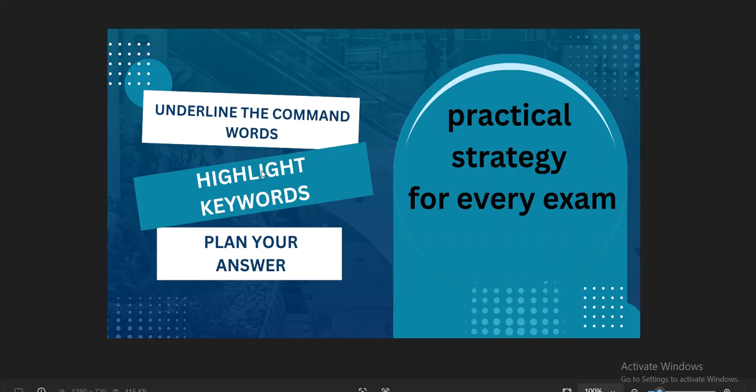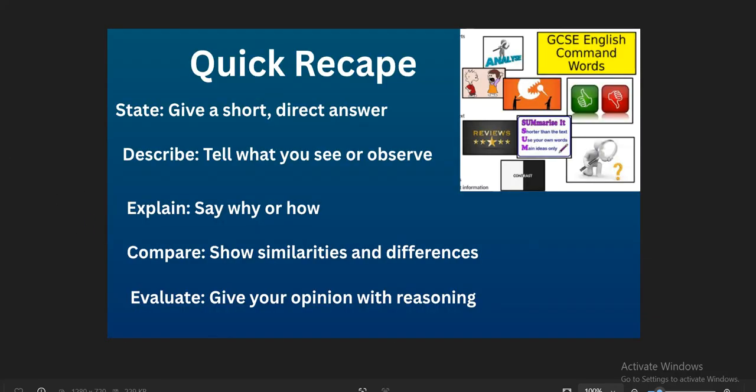Step number 2 is highlight the topic keywords. These are the most important things which the examiner wants to ask from you, so you must highlight those keywords. The third step is to plan your answer according to the command words. If it says explain, your sentences should include words like because, so that, as a result. If it says compare, you should use words like whereas or on the other hand. And if it says evaluate, write both sides and end with a conclusion. And after that you should review your answer.